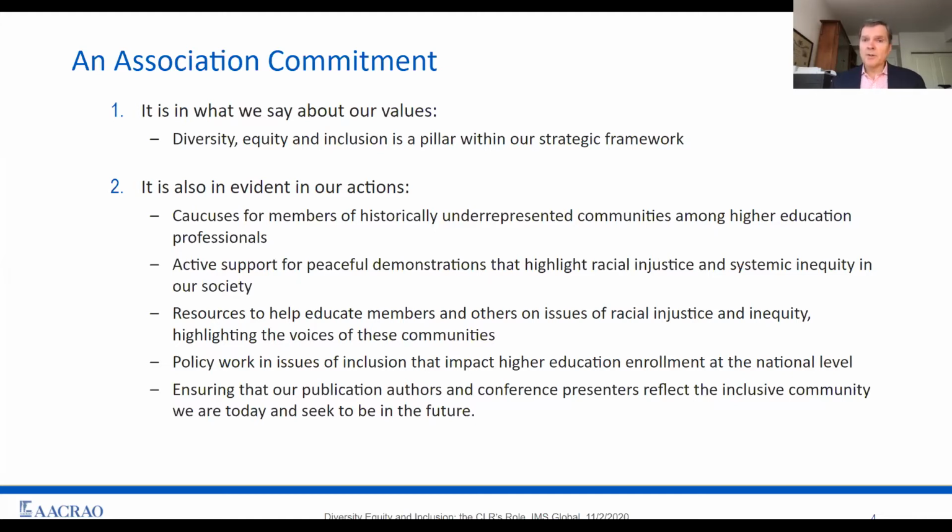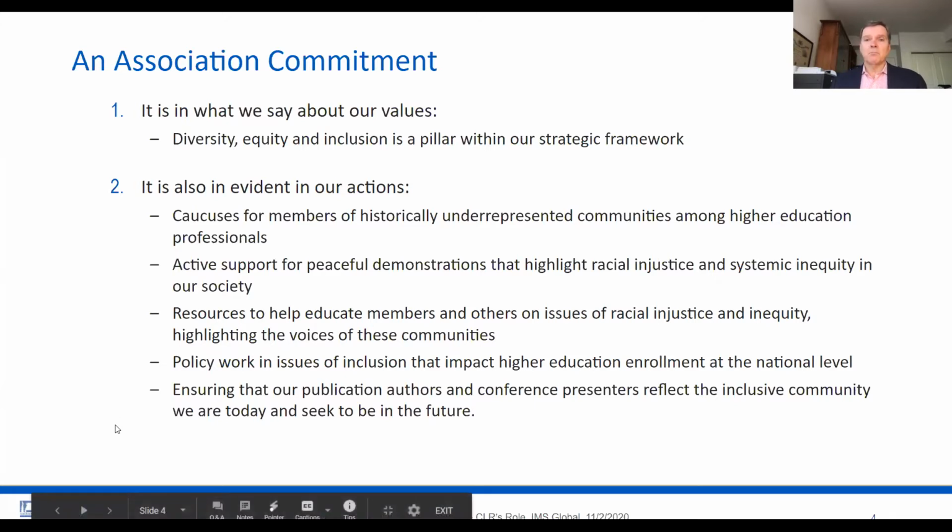AACRAO also supports certain events, certain movements, certain peaceful demonstrations. We closed our office for a day during the March on Washington in DC, and we participated. We marched to show our support. And we also are taking the day off tomorrow in support of voting and putting out a big call for people to really be active and vote.